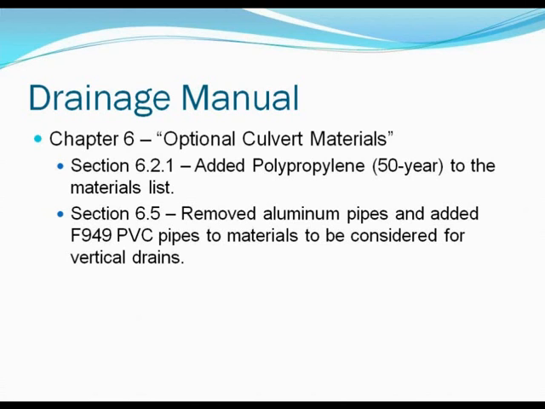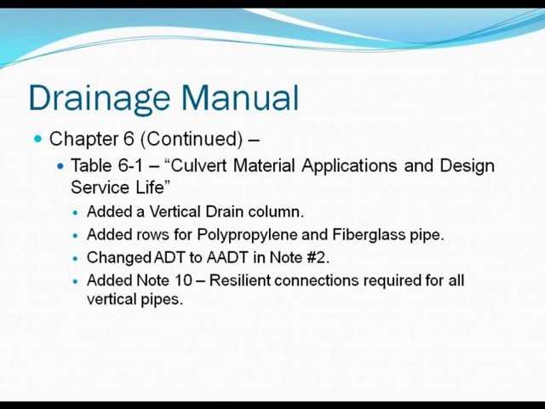And in discussion with our structures people, we've removed aluminum pipe and added F949 PVC to vertical drain pipe choices. That's kind of a common sense decision. The vertical drains need to be reasonably light, and in cases where the hurricane can come in and bring in salt water, they need to be corrosively inert.